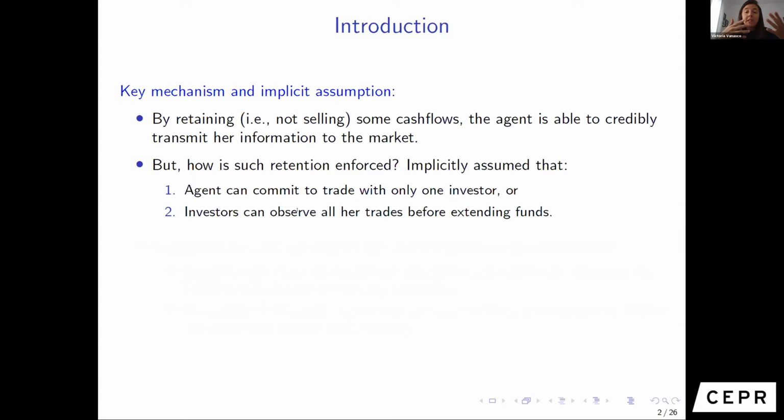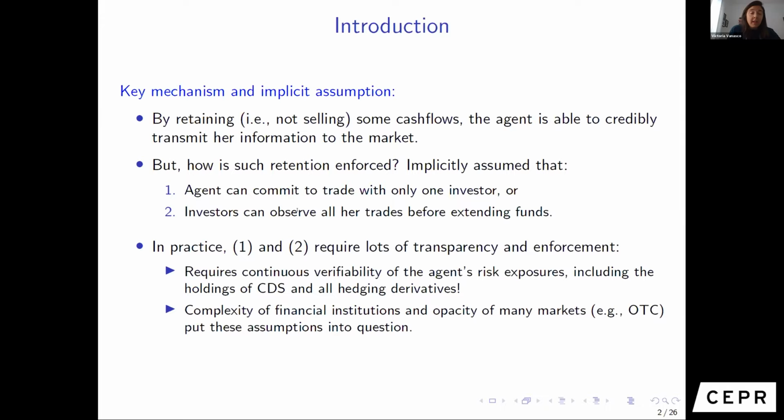Now, the assumption in this literature is that somehow this retention can be enforced. And this is what this paper tries to think about. Implicitly, to be able to enforce some form of asset retention, either agents can commit to only trade with one investor, and therefore that investor knows that the agent is retaining what is not sold to him, or investors can observe all of the trades that the agent is doing. So I can observe all of the trades, and I could design contracts that punish you if you sell to someone else, and so on.